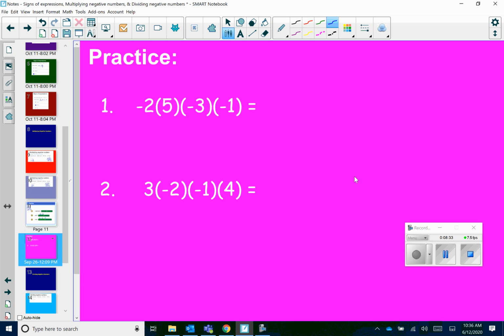Okay, here's just a couple more. For the first one, we've got 3 negatives, which means my answer is negative. 2 times 5 is 10. 10 times 3 is 30. And 30 times 1 is 30, giving us an answer of negative 30.